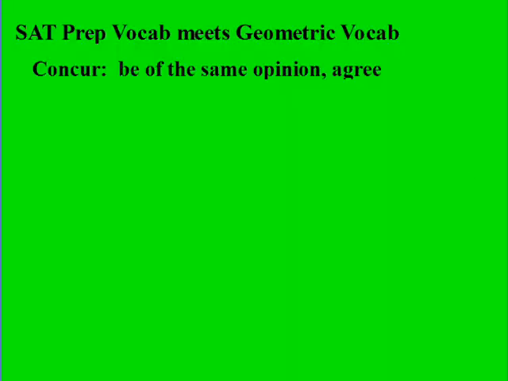Alright, here's a good example of cross-curriculum standards. We're going to take an English word, concur, which means to be of the same opinion or to agree, and we're going to kind of give it a geometric twist. So in English, we could say if people concur, then they have the same point of view.